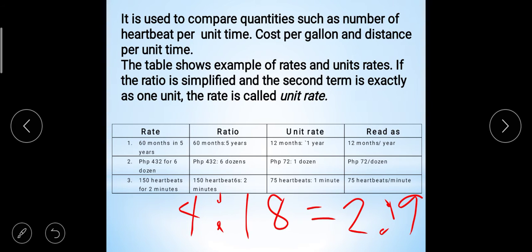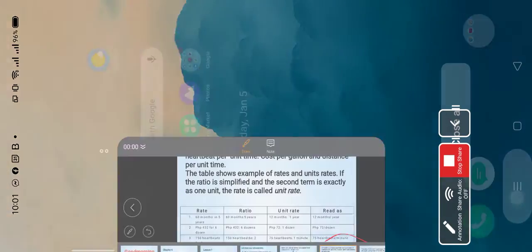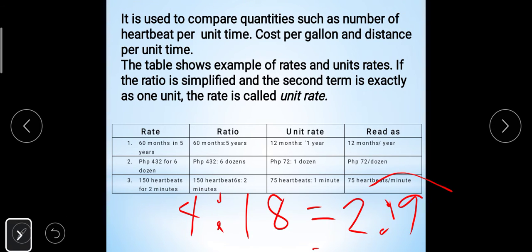Okay, so the simplified form of 4 is to 18 is 2 is to 9. Okay, but 2 is to 9 is not a unit rate since wala tayong nakuhang 1. Pero we can still simplify. Okay, hindi lang unit rate yung nakuha nating simplified form. Okay, it's just simply simplified form and not a unit rate.